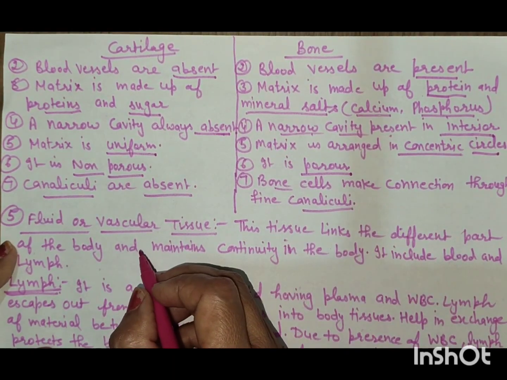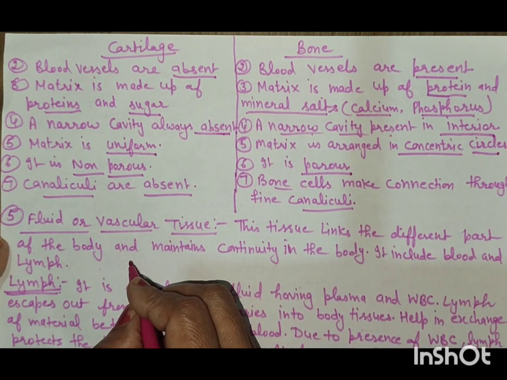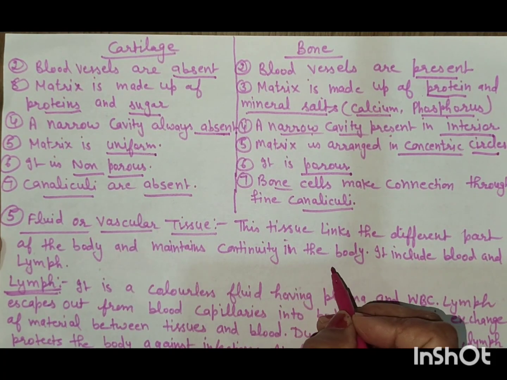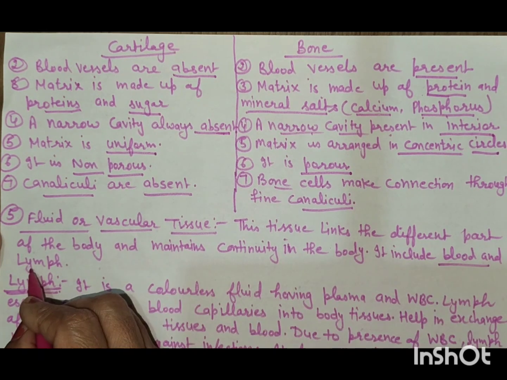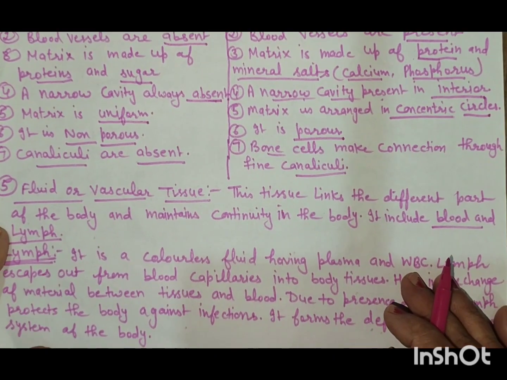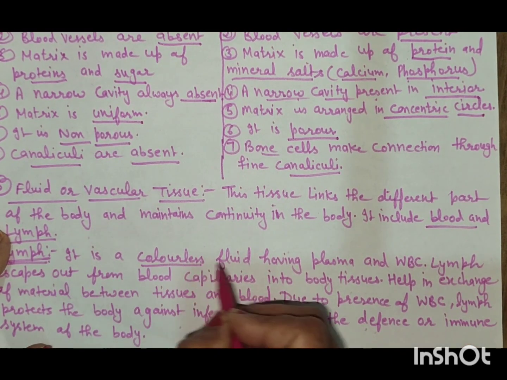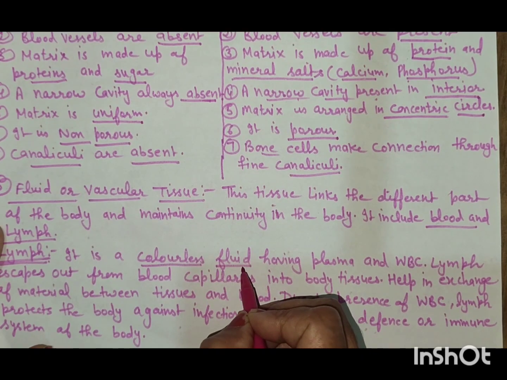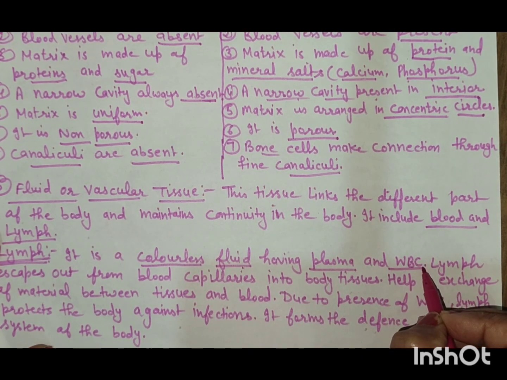Fluid or vascular tissue. This tissue links the different parts of the body and maintains continuity in the body. It includes blood and lymph. Lymph is a colorless fluid having plasma and WBC.